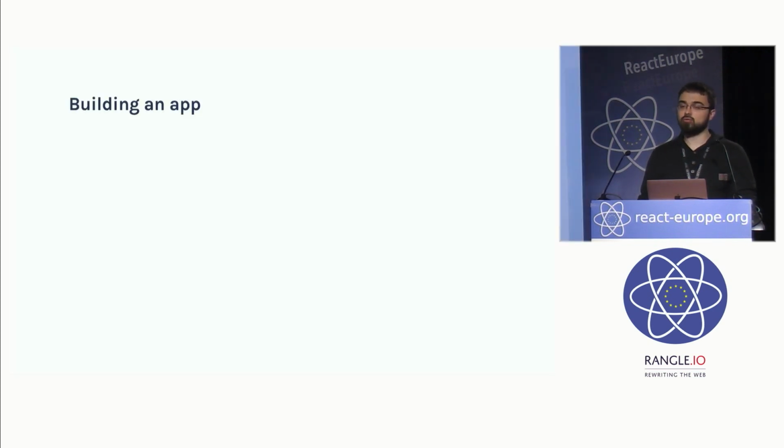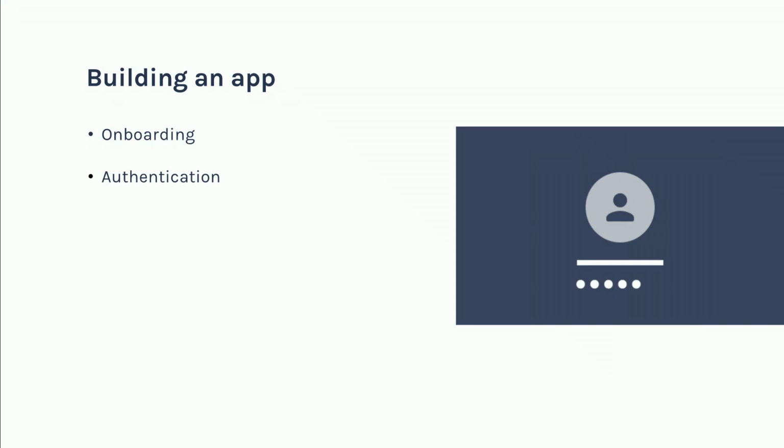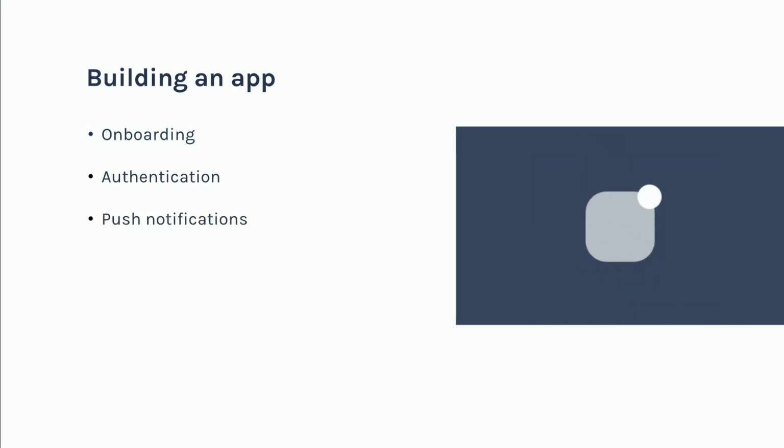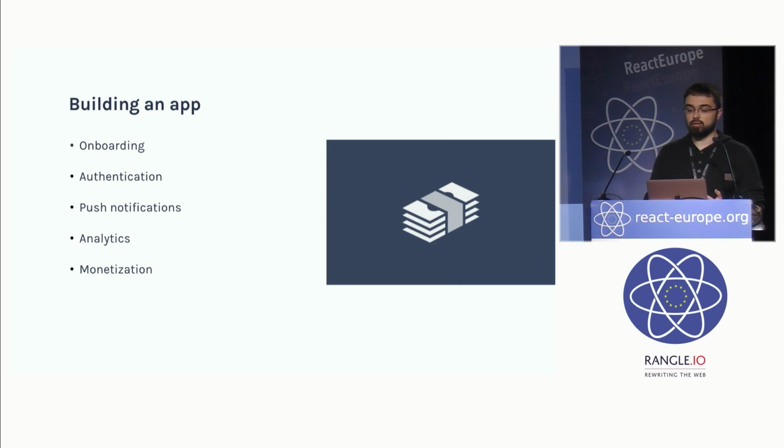Imagine an app that you want to build. It needs to have some kind of onboarding process, authentication with Facebook and Twitter, push notifications so you can engage with your users, analytics to see what users are doing, and monetization either through ads or in-app purchases. These features are a must-have for a successful app. They are present in almost every app we use nowadays, like Instagram, for instance.